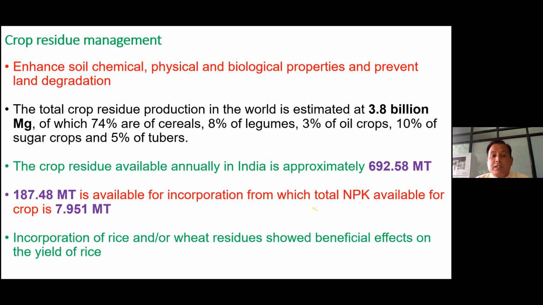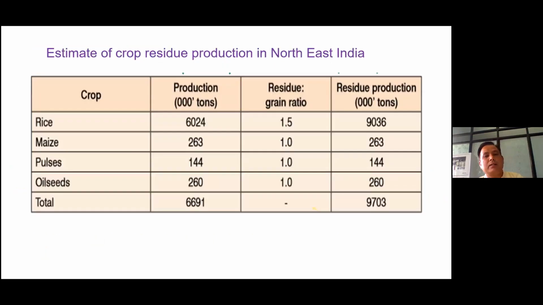And out of these almost 190 million tons incorporated, we are getting 7.9 million tons NPK. You can see how much quantity we can get from the crop residue. And the best residues are the rice or wheat residue. Likewise, I have given one example that we are producing maize, rice, pulse, oilseed, different types of crops here also. And particularly in the northeastern region, around 10,000 million tons of crop residue we are producing.